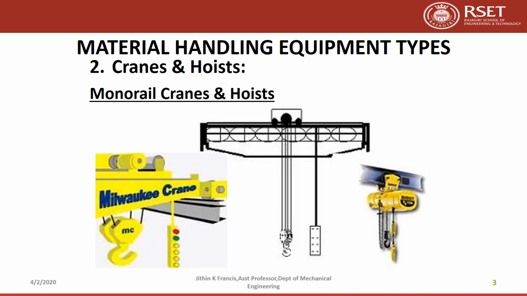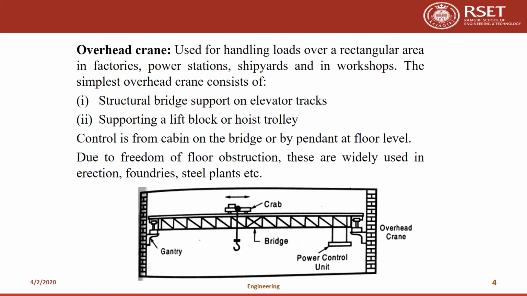See, these are monorail cranes and hoists, which have a single rail accompanied by a hoist. The hoist is used to lift the equipment, and there is a pendant attached to it for the operator to move the equipment. Now, next one is the overhead crane.